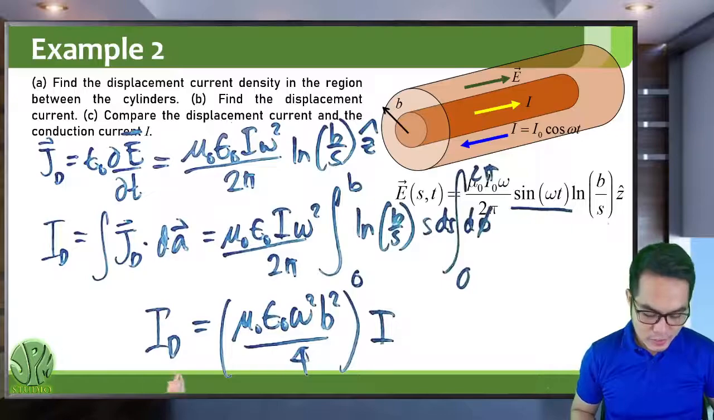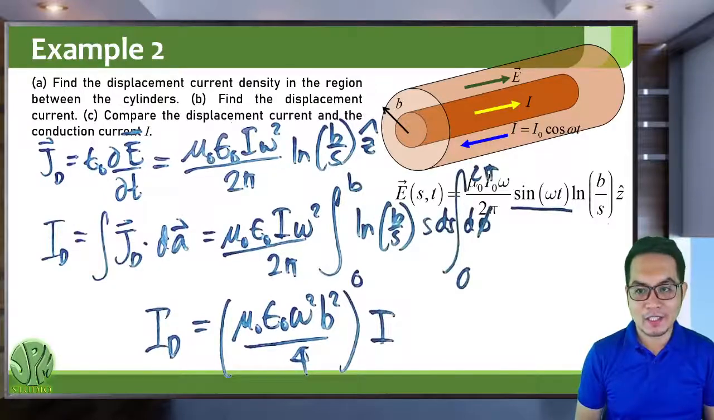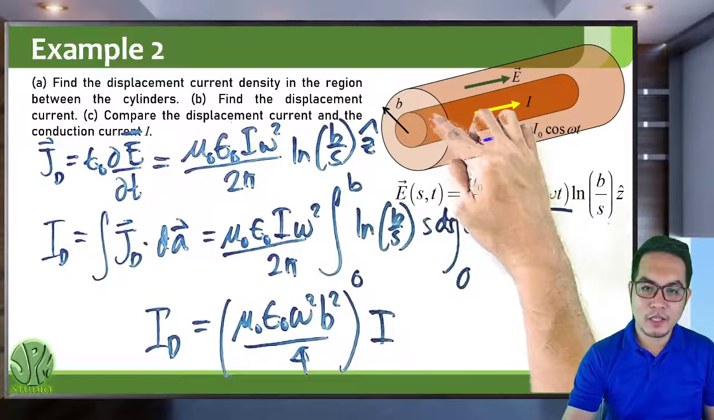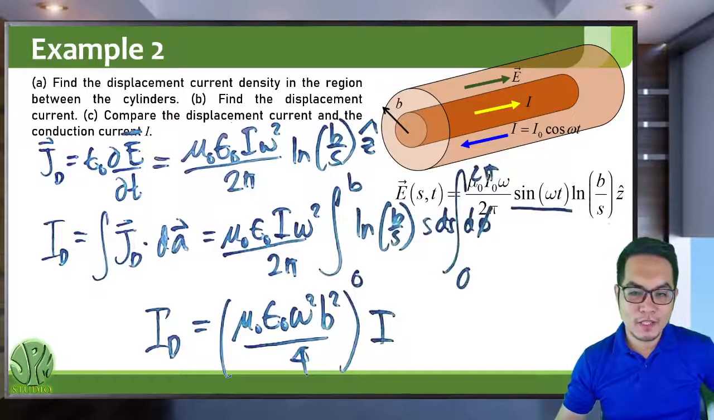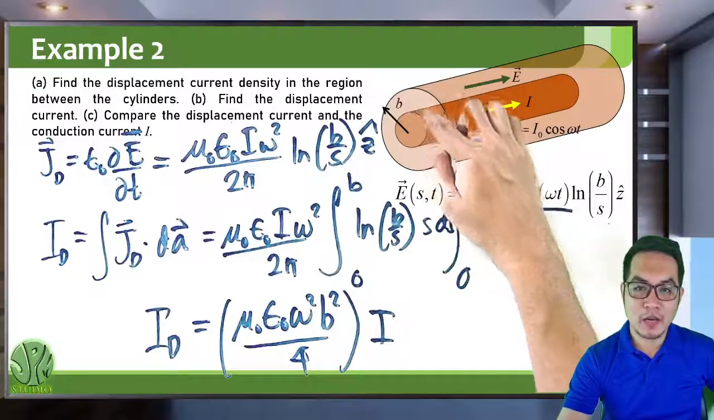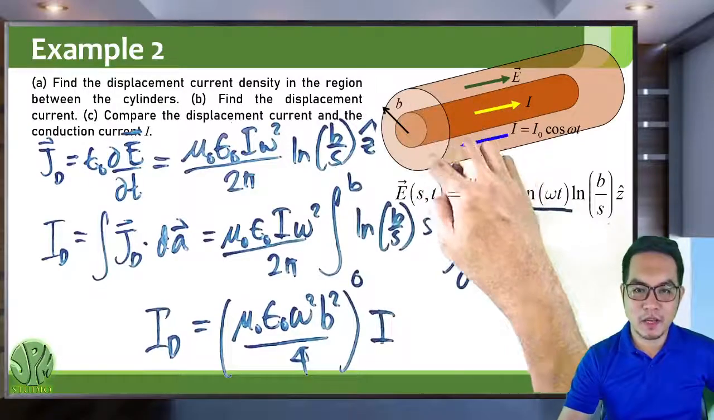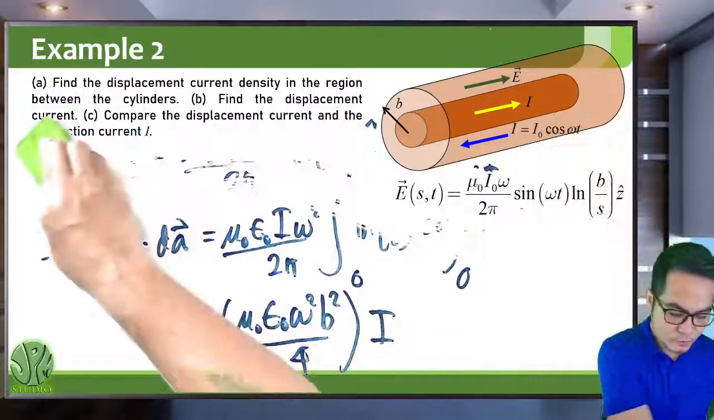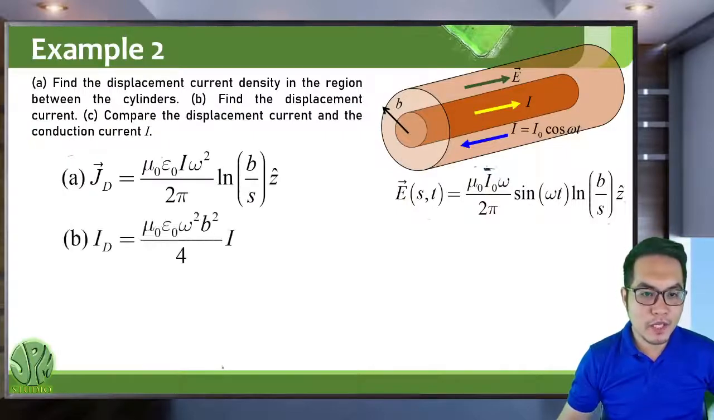So actually, in this case, the displacement current and the conduction current are basically in the same direction along the z axis. But the displacement current travels in the gap, in the region between the two conducting cylinders. So our assumption here is that it's hollow. There's no dielectric in between here. It's just vacuum. The displacement current basically travels in the gap, or in the vacuum in this case. So that is our result for A and B.